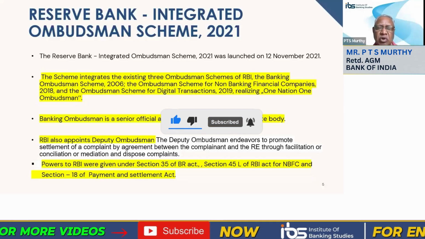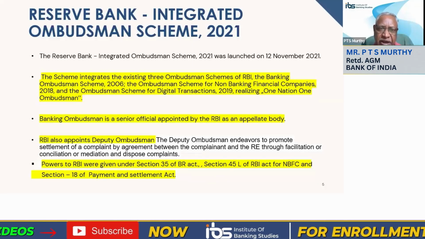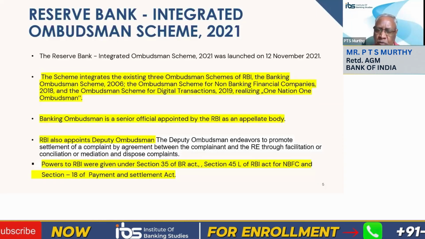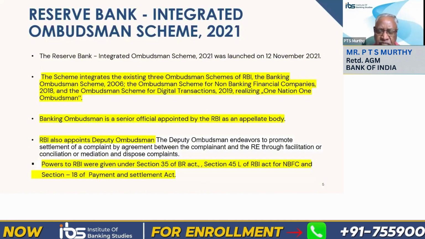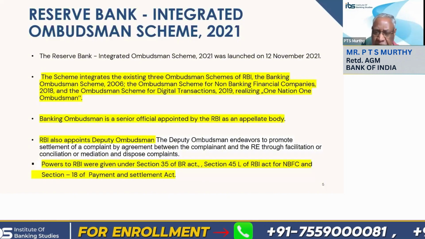Once no reconciliation takes place or the parties do not agree as required, the case is put up to the integrated ombudsman, who will pass his order for implementation either by the bank or by the complainant.